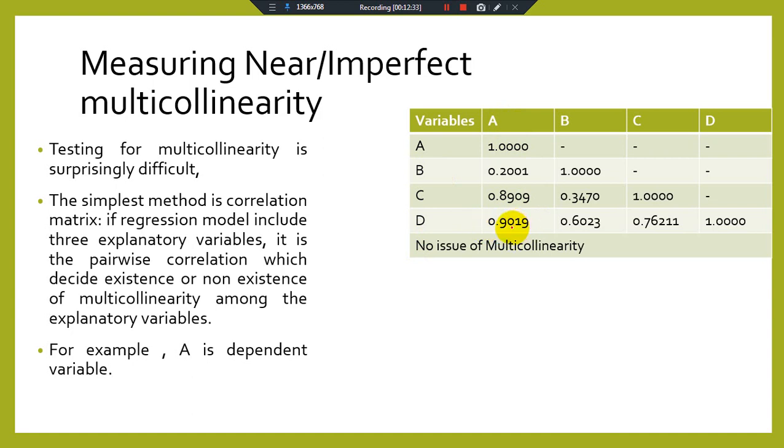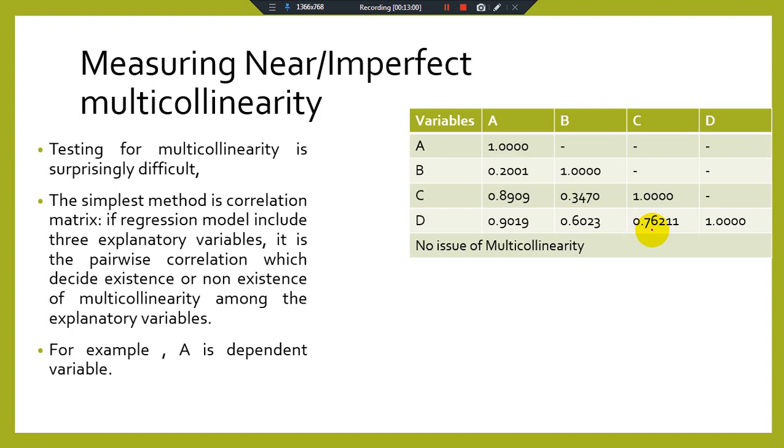Here we see that D has a very high correlation with A and C has a high correlation, but B has a weak correlation with A. But this column does not show that there is multicollinearity. Here you see that the relationship between B and D is 0.6. It is not so high, 0.76 is normally also not considered high.